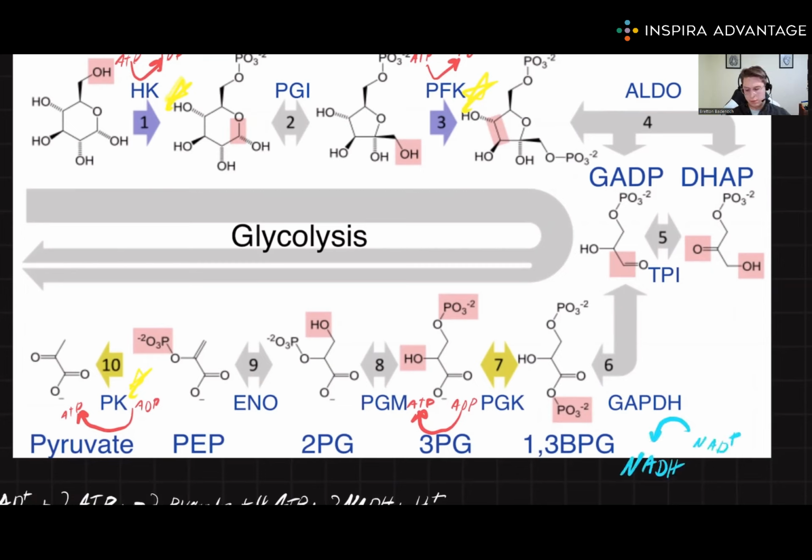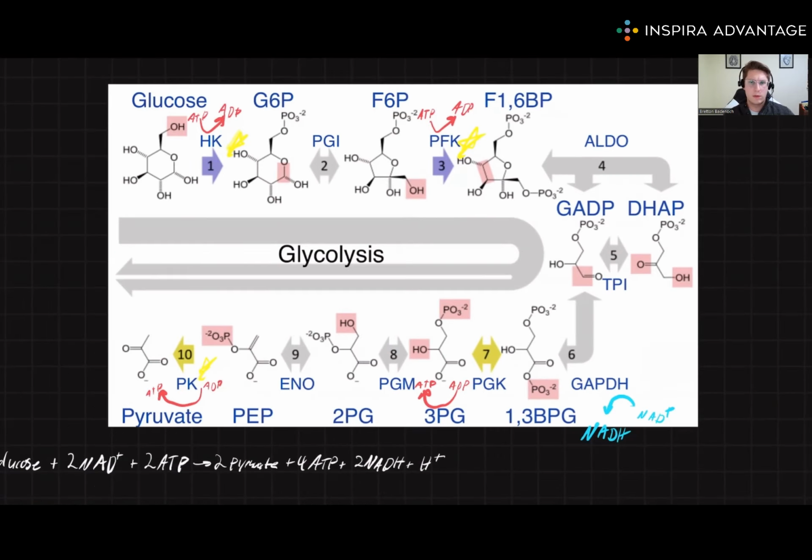So you can see we have NAD plus coming in and becoming reduced to NADH. NADH means that it is going to be carrying our electrons. Much like with the suffix kinase, the suffix dehydrogenase tells us that we are going to be producing electron carriers like NADH or FADH2.